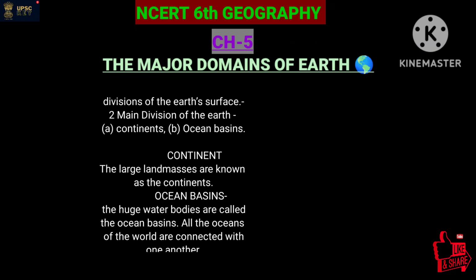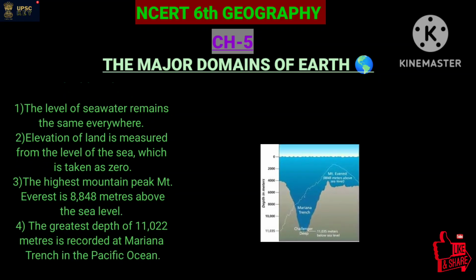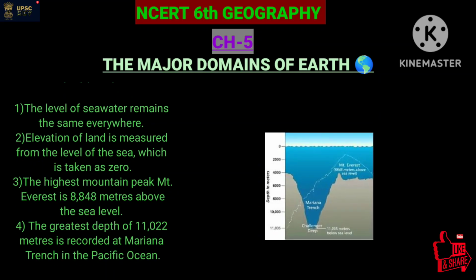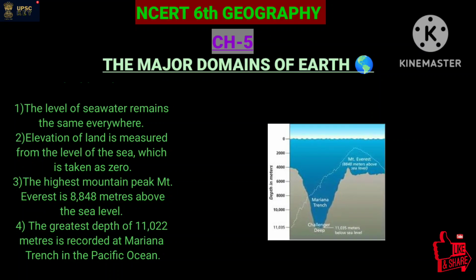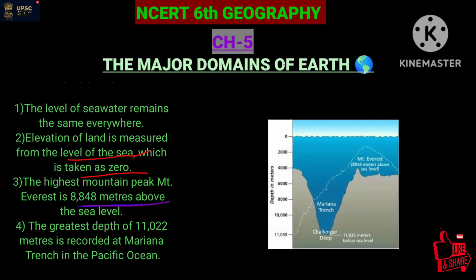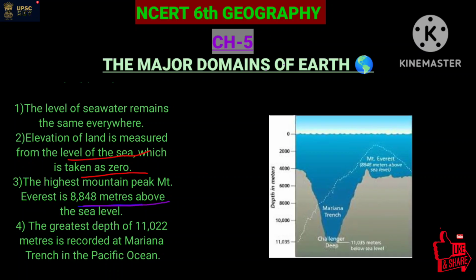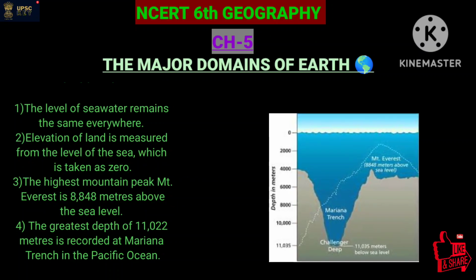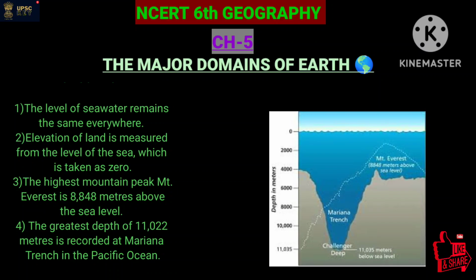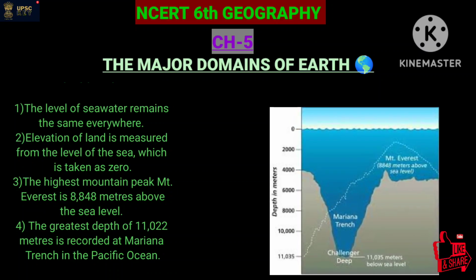All the oceans of the world are connected with one another. Do you know? The level of the sea water remains the same everywhere, so the elevation of the land is measured from the level of the sea, which is taken as zero. The highest mountain peak, Mount Everest, is 8,848 meters above the sea level. The greatest depth of 11,022 meters is recorded at the Mariana Trench in the Pacific Ocean.